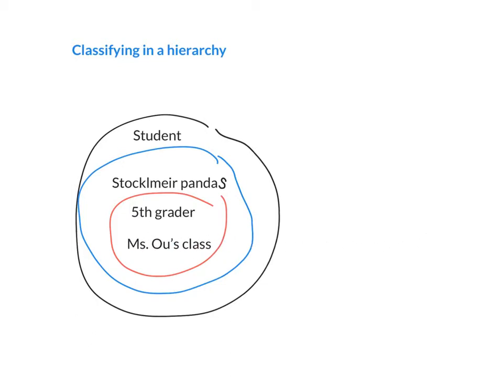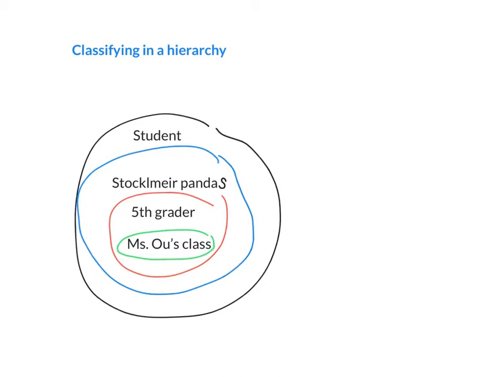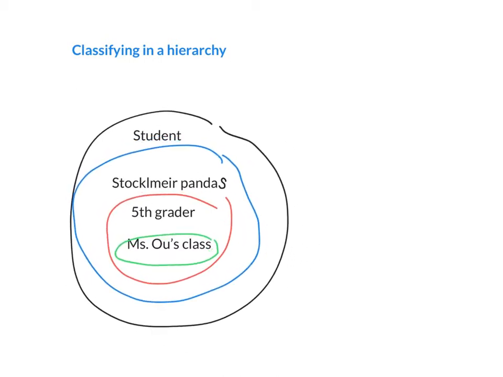Miss O's class. Could you be in Miss O's class and not be a 5th grader? No. Could you be in Miss O's class and not be a Stockholmeyer Panda? No. Could you be in Miss O's class and not be a student? No. Could you be a student and not be in Miss O's class? Yes. When we draw these circles and these diagrams, we can think of it like this.